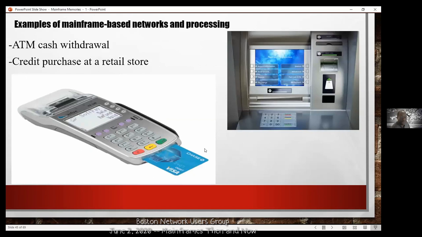Those examples. If you're looking to get cash these days, or you're looking to pull out the credit card and put it in, typically because of the networking capabilities, the security, and the tracking, and a few other things, more than likely you're coming across a mainframe network at some point in time.